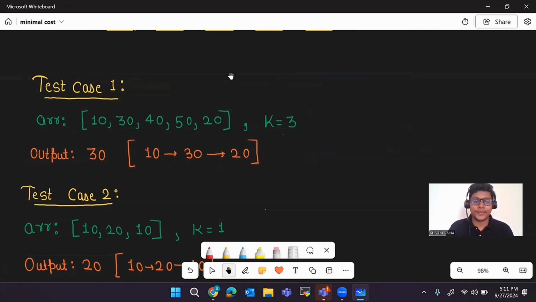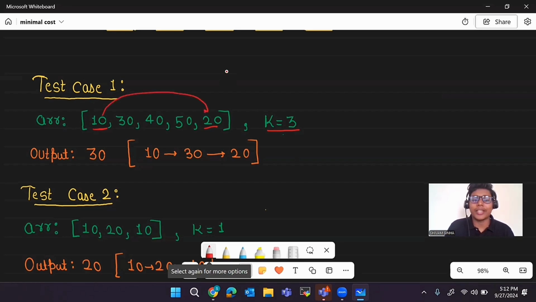So this is your test case one. In this test case, Geek is starting from this stone 10. Now Geek can go to 20, but Geek cannot jump more than 3 stones at a time, as given k is equal to 3. So Geek cannot directly jump from 10 to 20 because he cannot cross more than 3 stones. So there are different possibilities here. Either he can jump from 10 to 30, or from 10 to 40, or from 10 to 50. But the most cost effective path to follow here is 10, 30, and 20. How it is the most cost effective path, we will be seeing later, so you don't have to worry about anything.